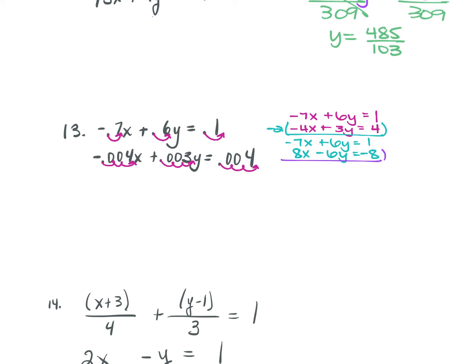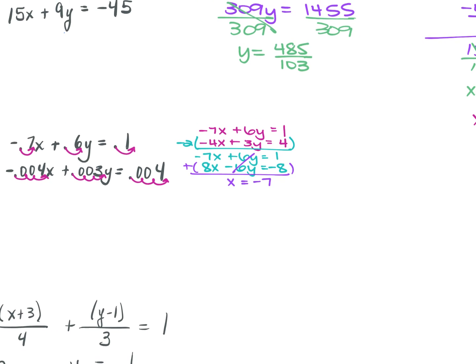Combine your like terms here. Your y's cancel. The negative 7x plus 8x is just 8, or sorry, just x. From here, the 1 minus 8 gives us negative 7, so x is negative 7. Plug this into one of the originals. I would use the ones that don't have the decimal, but it's totally up to you. I'm going to use the top one.